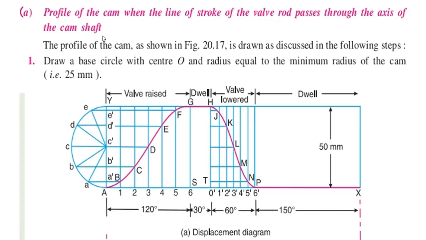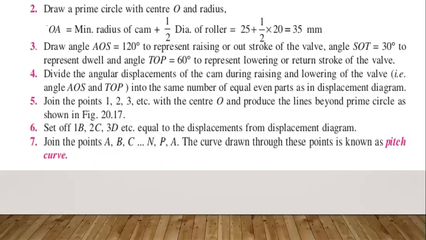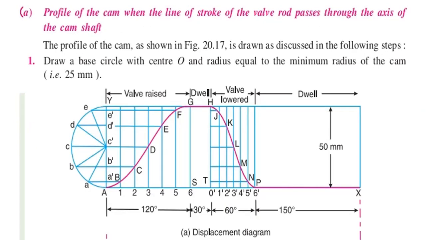Then divide the outstroke, and next, the dwell period is taken as a straight line, which has no deviations. Then we have to divide the return stroke also into the same number of equal parts as the outstroke, using the semicircle.